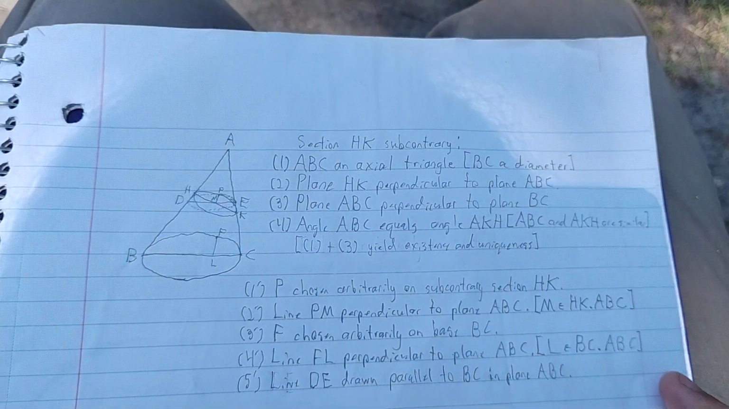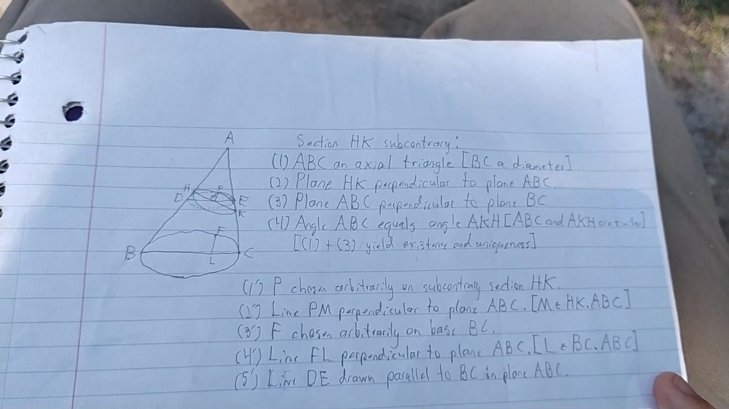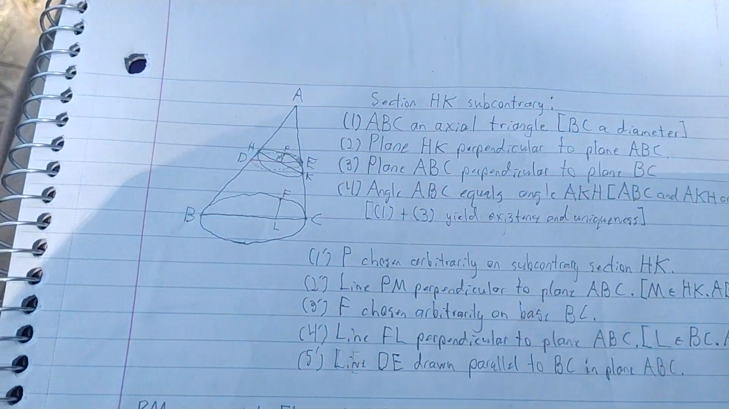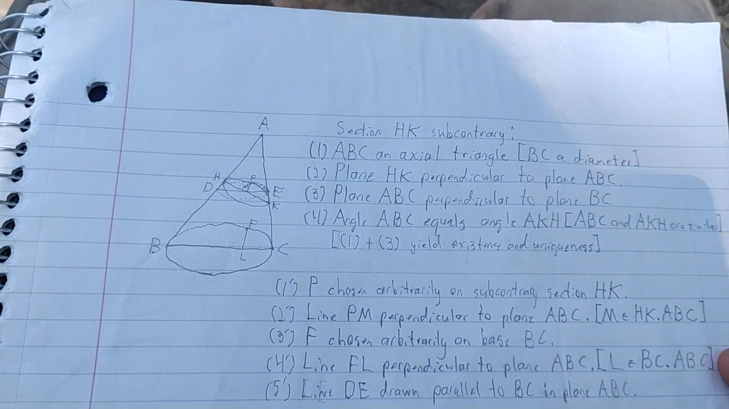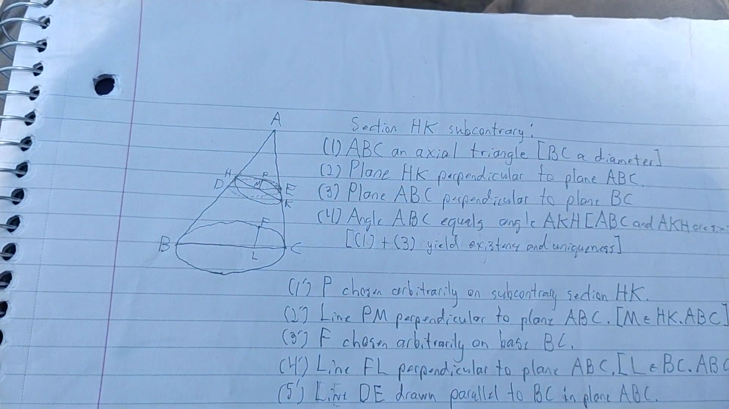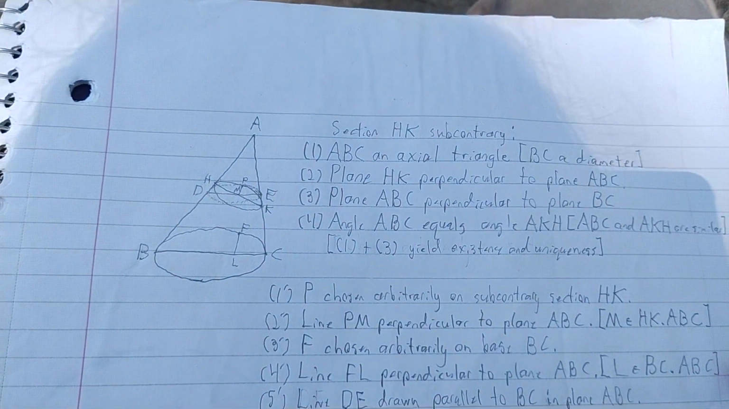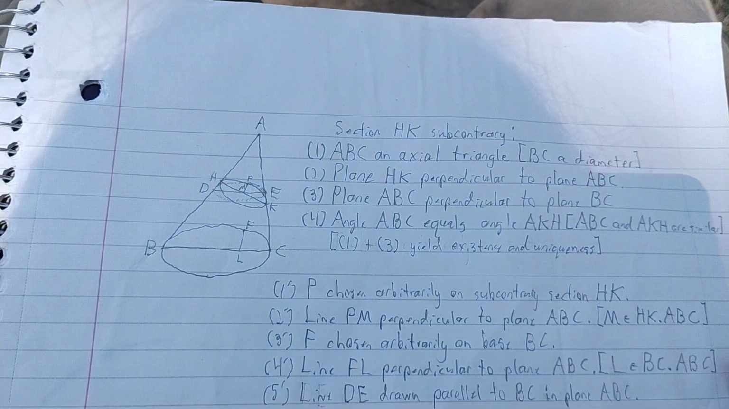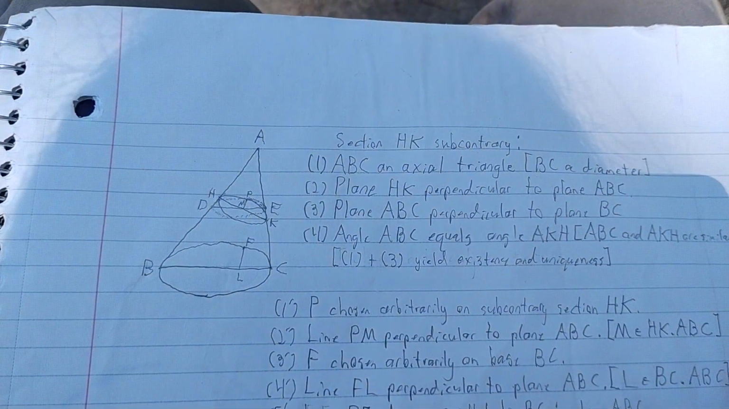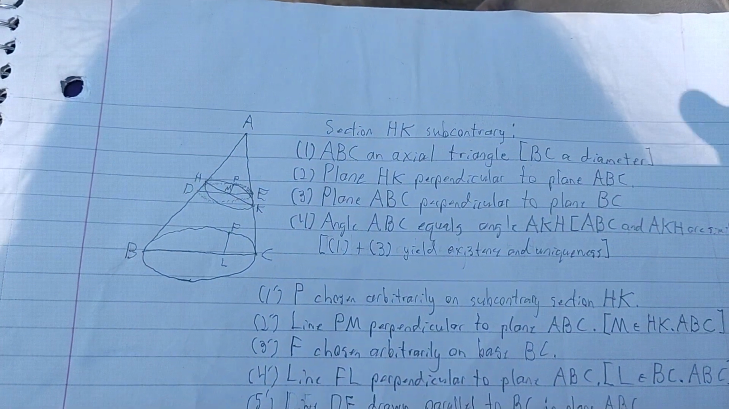Again, we suppose that the line of intersection HK between the plane of the section HK and the plane of ABC produces a triangle AKH, such that the triangle AKH is similar to the triangle ABC. Intuitively here, the triangle ABC and the triangle AKH are the same, up to a scaling and a rotation. These conditions determine a section which is called subcontrary.